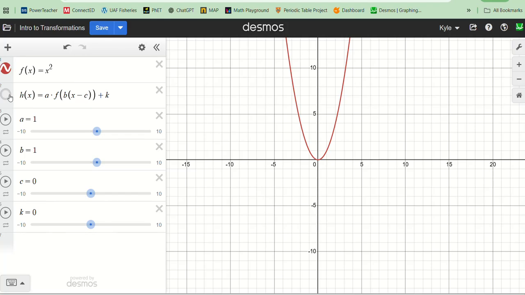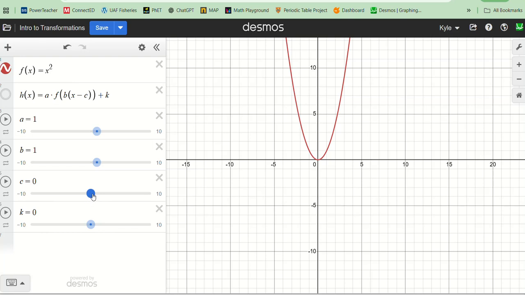And then finally, k is 0 because I'm adding nothing to it. This is it right now. They're the exact same thing, f of x and f of x. Cool. So we're just going to play around with it and see what we can come up with. Notice the x minus c. Naomi thinks that if I move this, it's going to move me left and right.